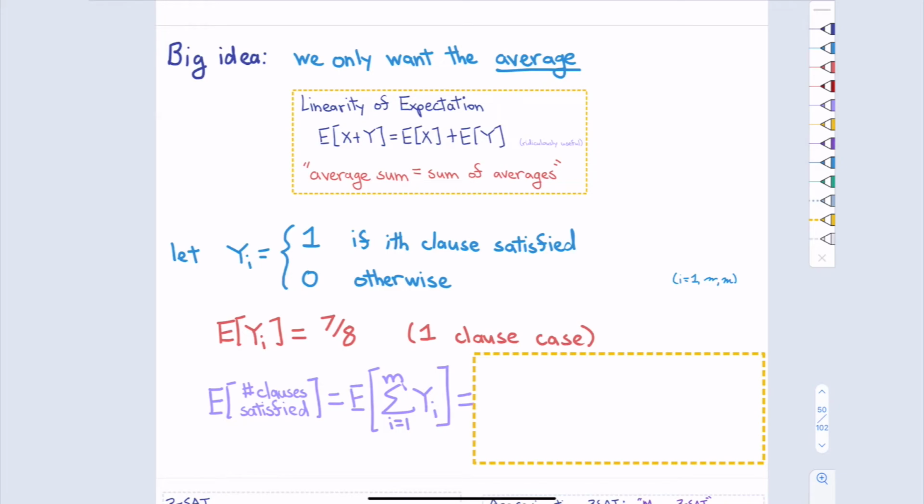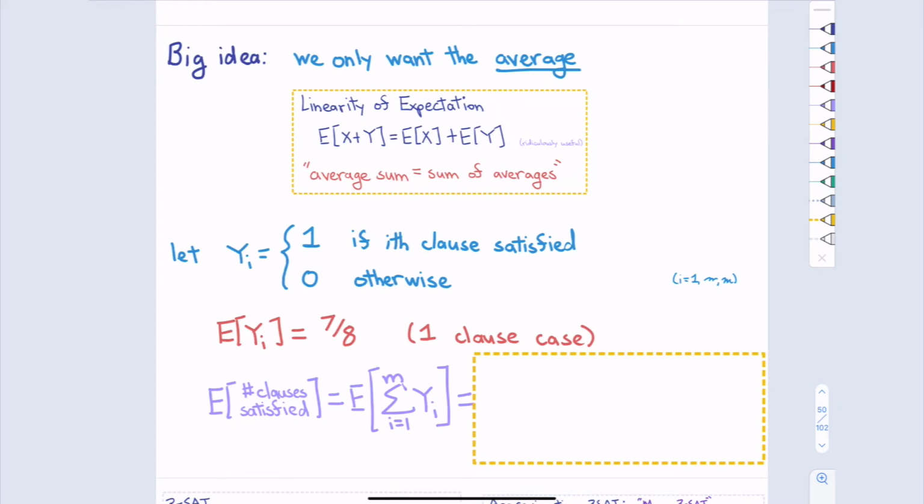I want to know the expected number of clauses that are satisfied. That is the expected sum. I don't know how to analyze this sum. We just went through that exercise trying to analyze things jointly with a penny. So what do I do here?